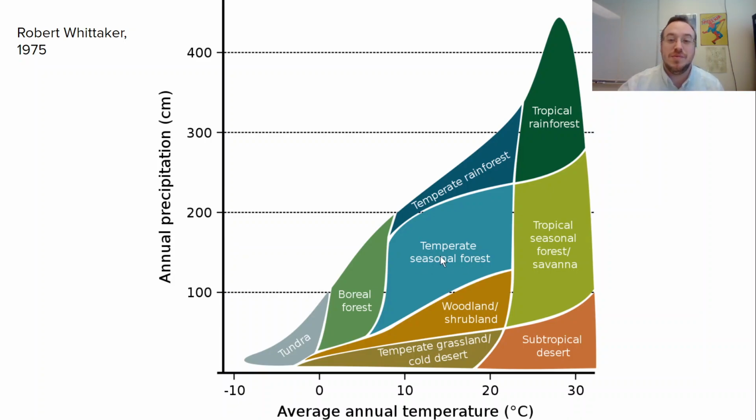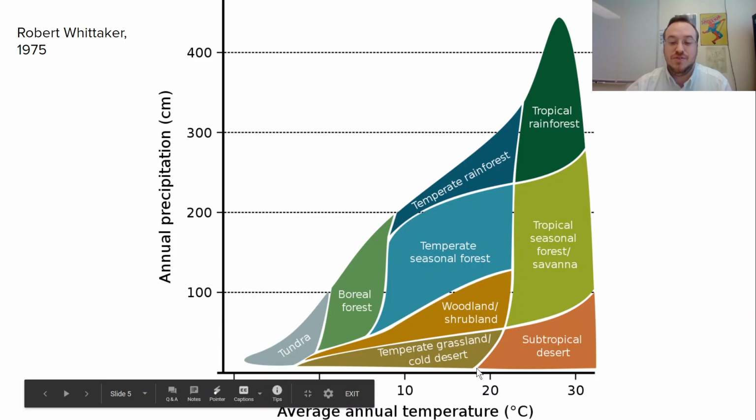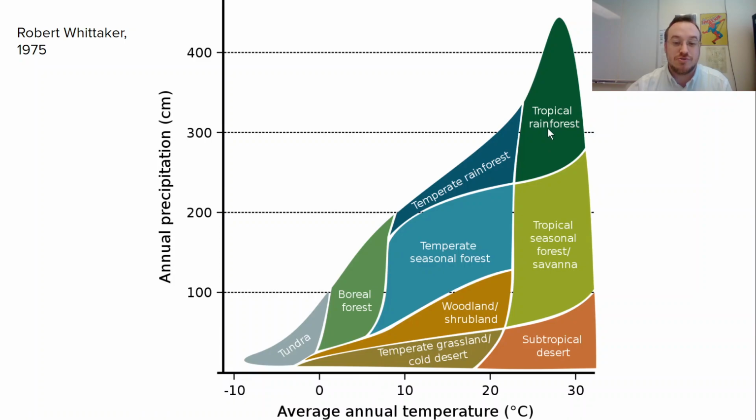I don't need you guys to memorize this list right now. We've got to make sure we can read one of these graphs, all right? We can deal with the types later. If you were at, say, 25 degrees Celsius, which is much hotter, and you had a lot of rain, say 300 centimeters of rain per year, you'd be in a tropical rainforest.